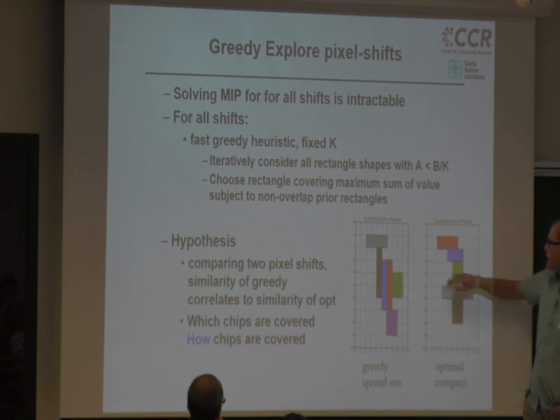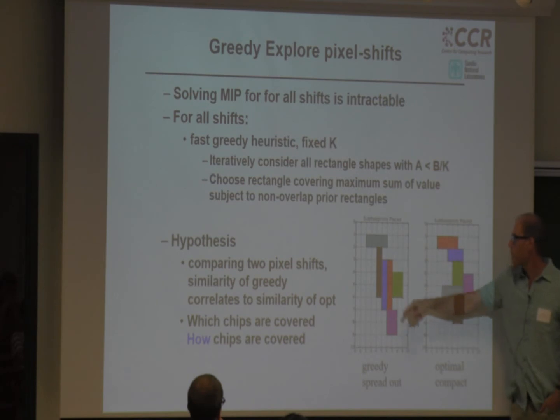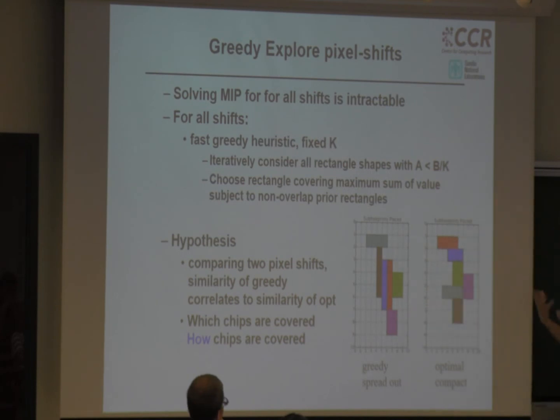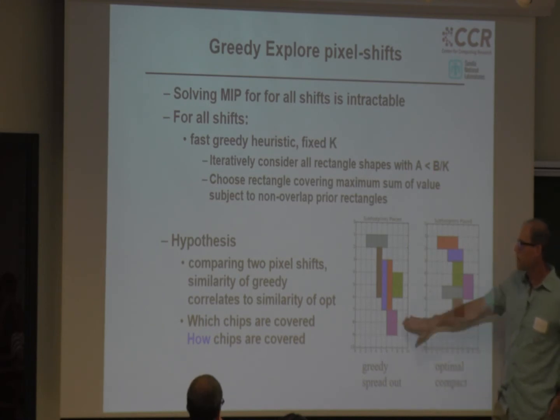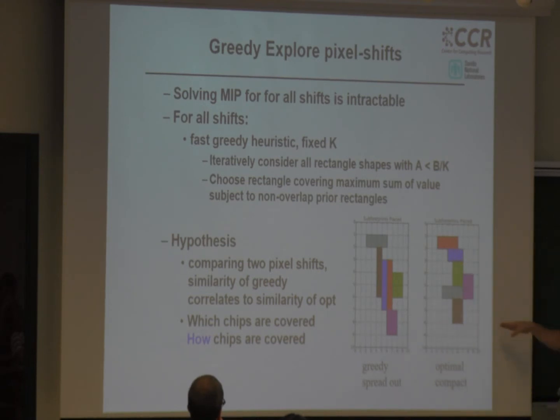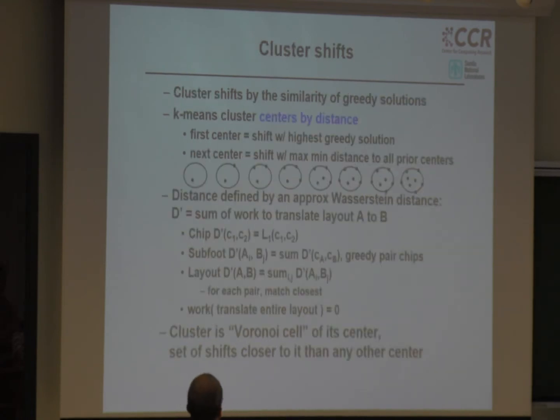It's more compact. You tend not to have these little gaps and thin necks, because it does extra work to get an efficient packing. So our hypothesis was that if you had 2 different shifts that had similar looking greedy solutions, they would have similar looking optimal solutions. And so we went with that and decided to cluster these shifts by the similarity of their greedy solutions.